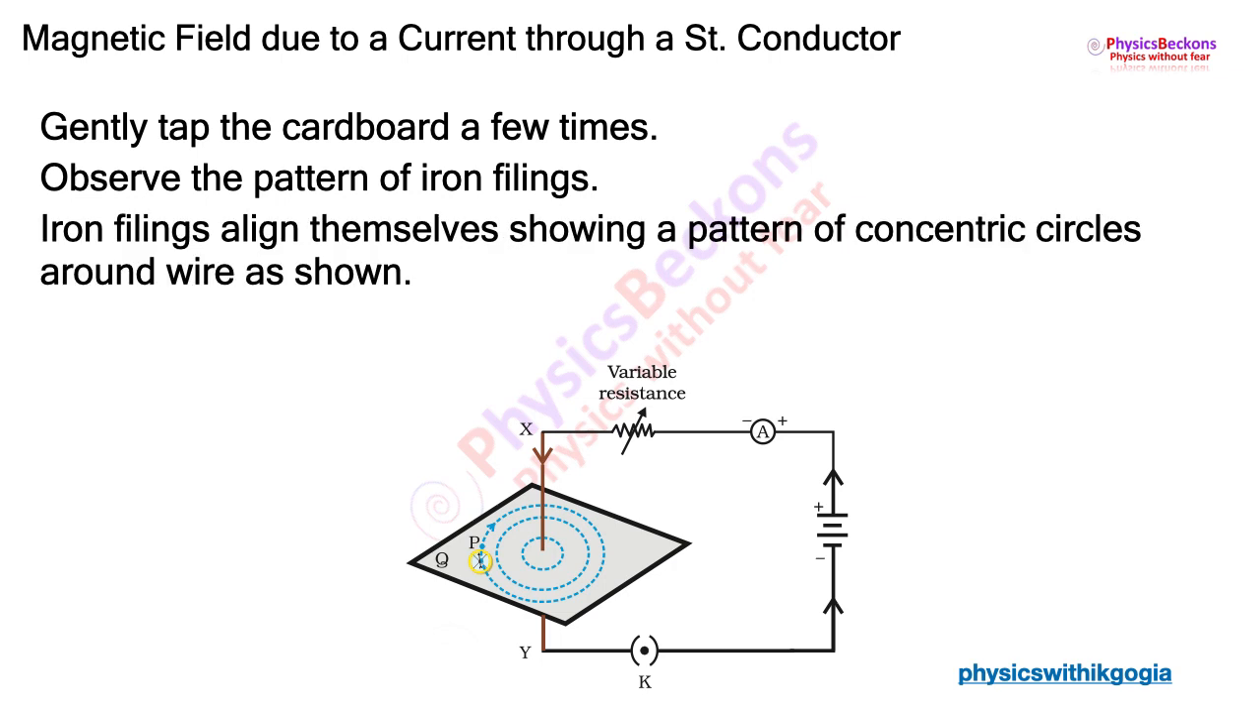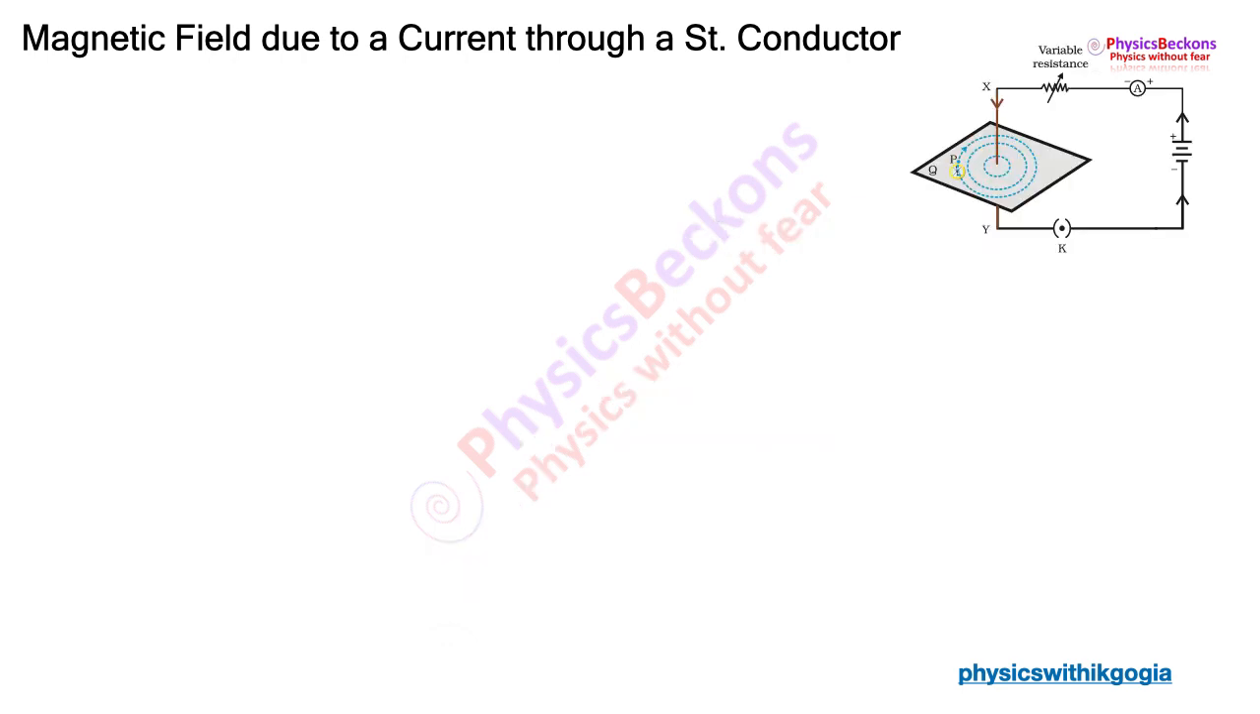The iron filings align themselves, showing a pattern of concentric circles around the wire as shown. These concentric circles, marked blue here in the diagram, indicate the direction of the magnetic field. These circles represent the magnetic field lines.